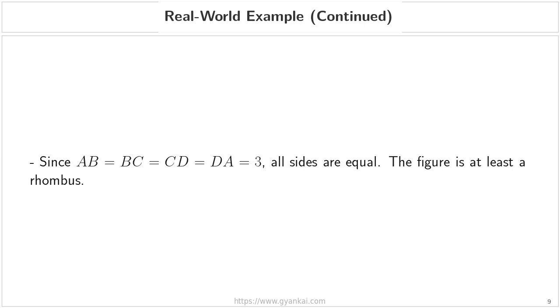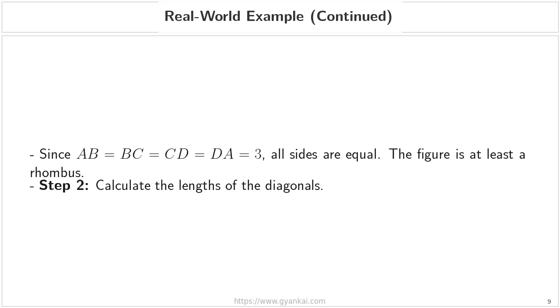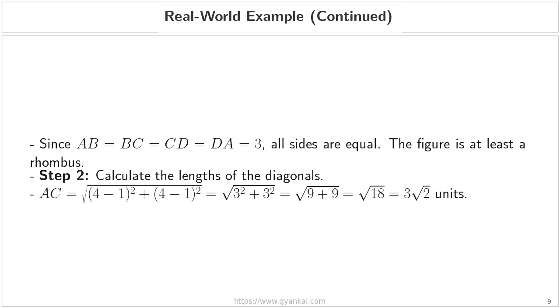So, moving on to step 2, we must now calculate the lengths of the two diagonals to see if they are equal. First, let's find the length of diagonal AC.